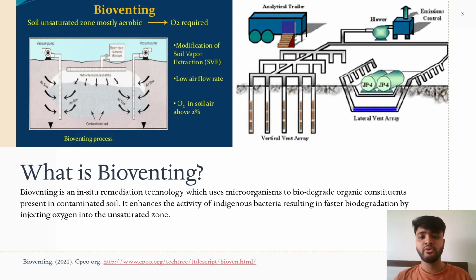On the right side you can see the analytical trailer or the emission control and the vertical array. This is the schematic diagram of the plant layout, and the vertical columns are the columns used to inject the oxygen, and the lateral vent array is the water level. JP4 are the pumps, as you can see from the figure.